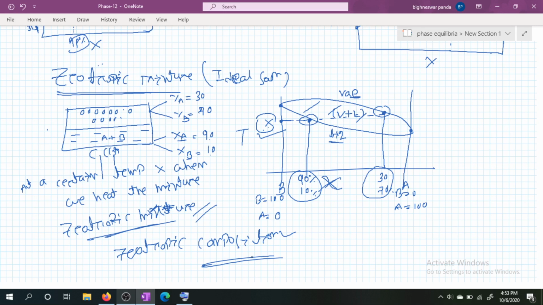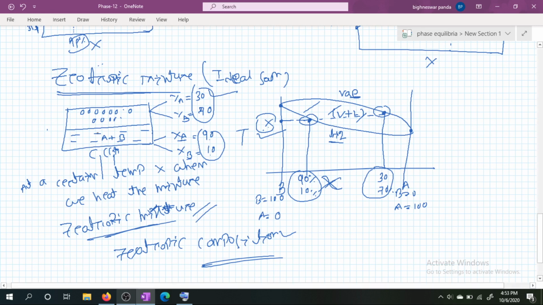For zeotropic mixture, we have to consider the binary ideal solution. They do not show any positive or negative deviation. Why can a zeotropic mixture be easily separated into individual components? Because at a certain temperature T, the composition in liquid phase is 90-10, whereas the composition in vapor phase is different. Since the compositions of liquid and vapor phase are different, we can easily separate the liquid.